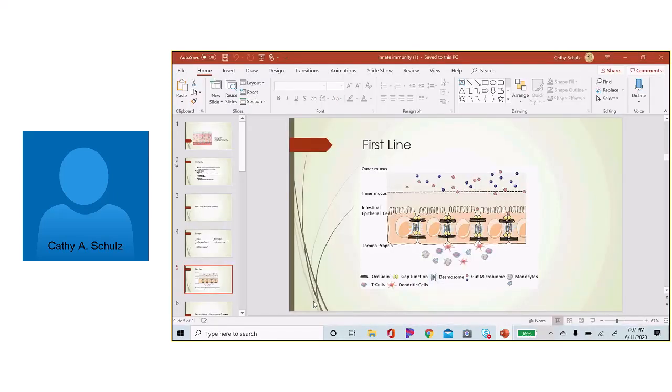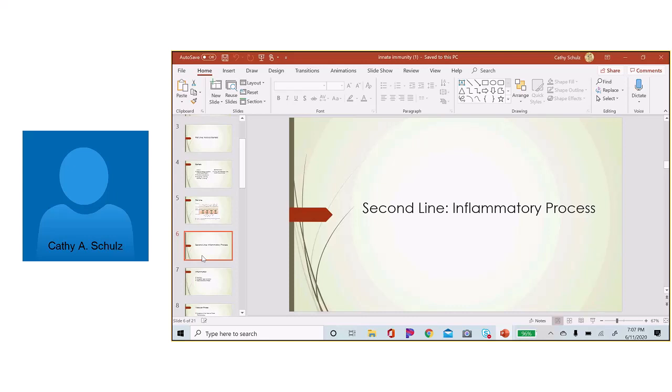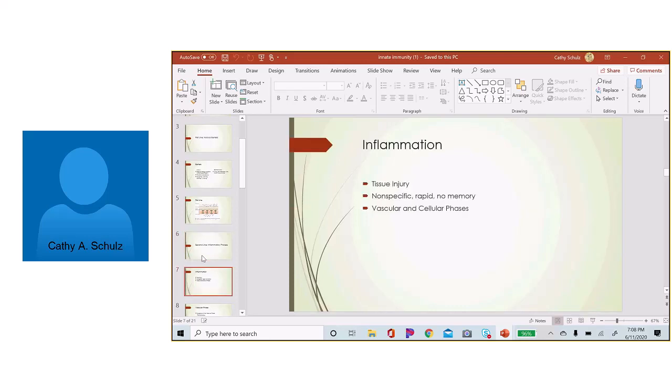Beyond that epithelial layer are some of the other cells that can help in our defense. But if we can keep anything from even breaching the border, then we don't have to worry about the injury itself. The second line of defense is the inflammatory process. This process can be applied to any tissue injury, not just infection, which is obviously one of the big ones. But with any injury, tissues will respond in a non-specific, rapid way.